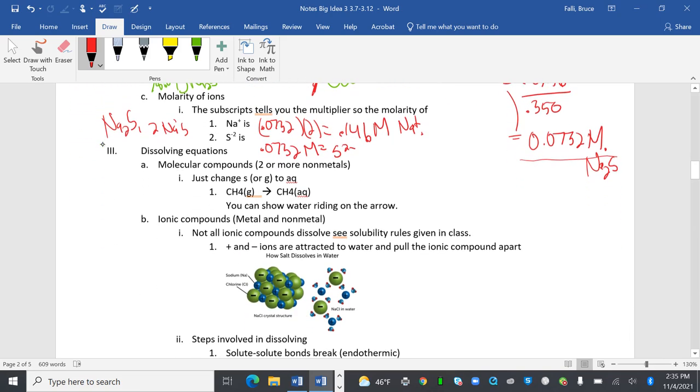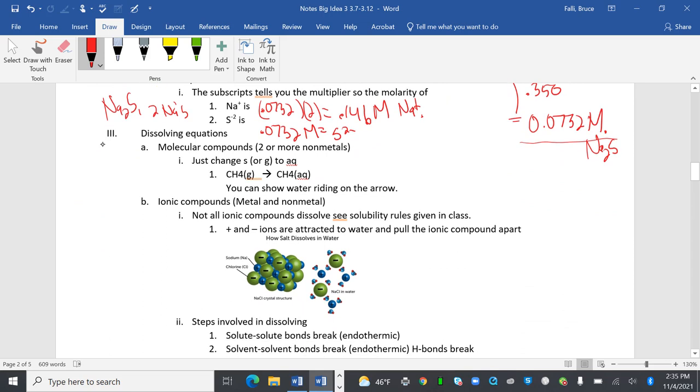All right. Moving right along. Hey, we're in a Roman numeral 3. I feel so special now. Dissolving equations. If I have a molecular compound, which the easiest way to pull out is 2 or more nonmetals, you're just going to change your solid or gas to aqueous. So if I have CH4 gas and it dissolves, it turns into CH4 aqueous. It is perfectly fine and almost expected to show it written on the arrow.